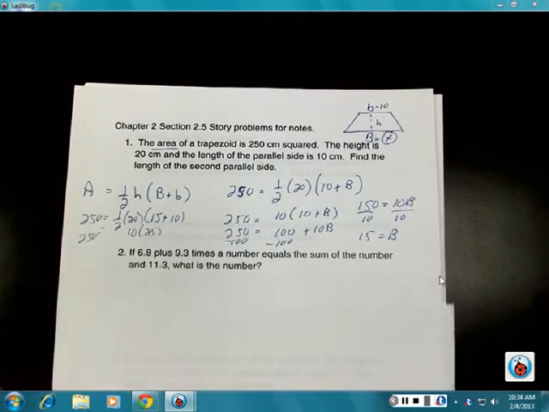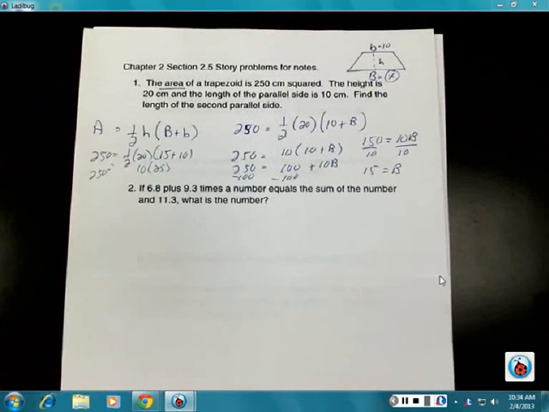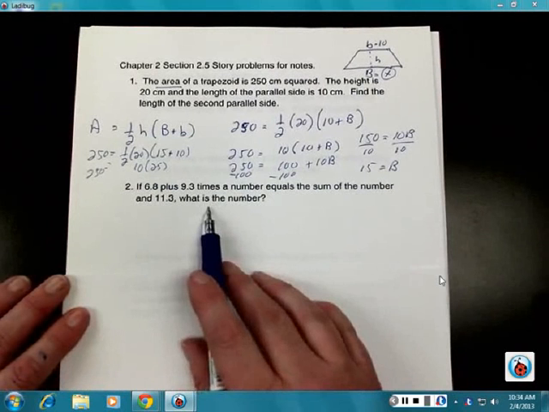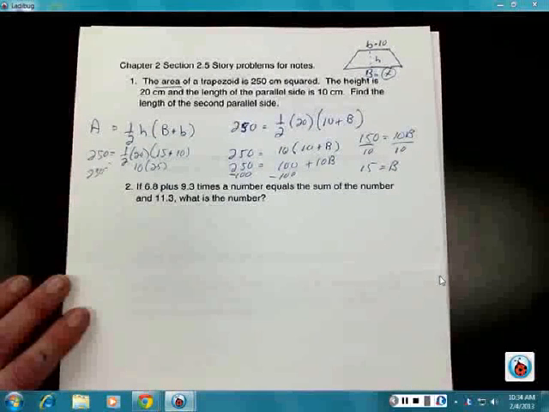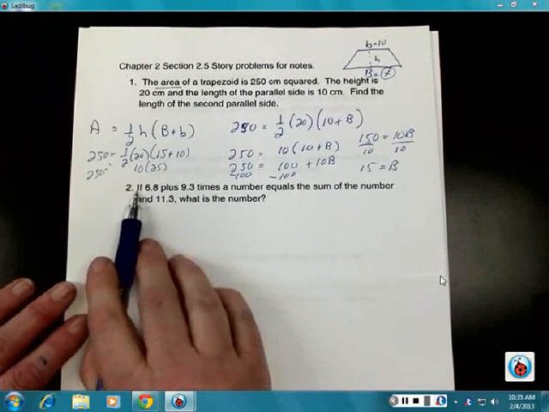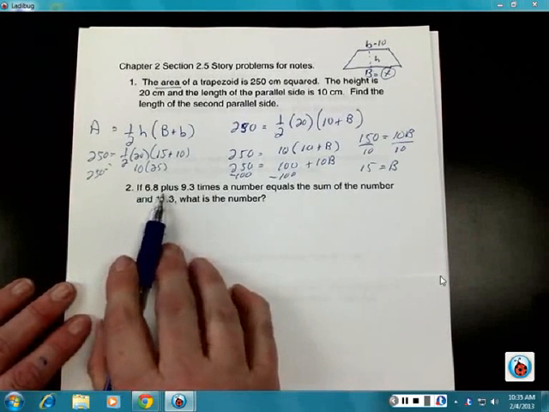Okay. The other one that they put in there is this one. And it's just written out, and so we need to interpret it and put it into an equation. This goes back to, what was it? Section 2.2, I think, is the one that had all the written words we had to write out. So let's read it as it is. It's 6.8 plus, what's plus mean?